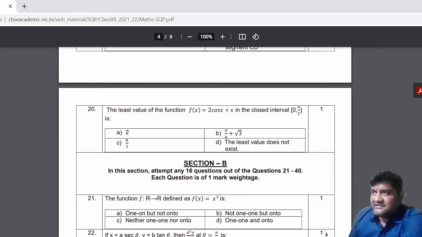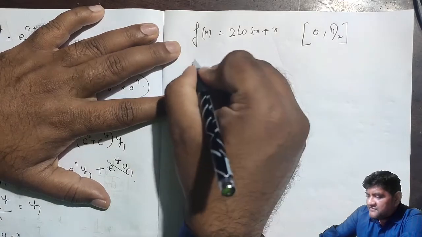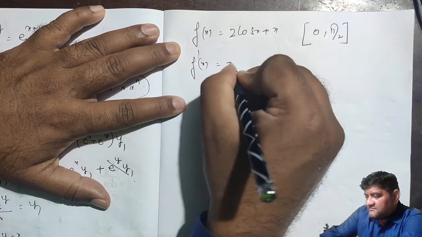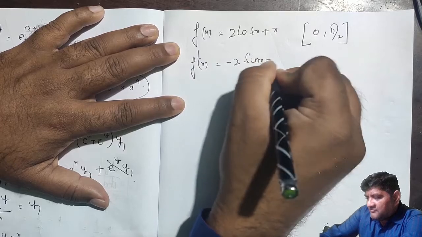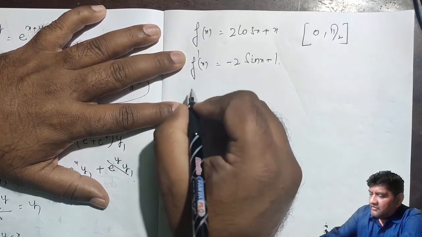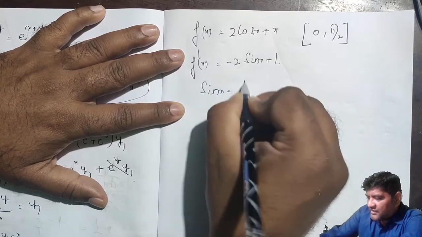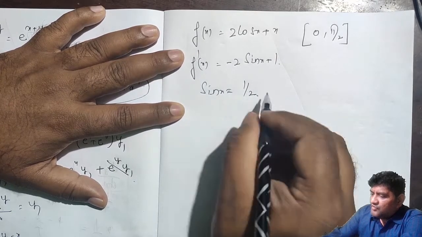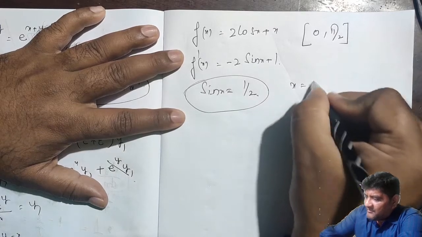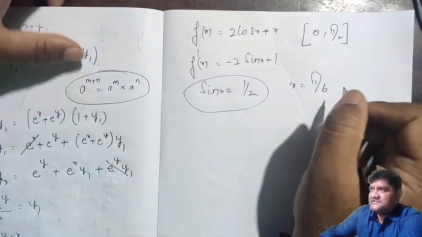So what do we do with this? Simple. Differentiate the function first. F dash of x is minus 2 sine x plus 1. And then for maxima or minima, you equate it to 0. So basically, you get sine x is equal to 1 over 2. So when is sine 1 over 2? That's happening when x is equal to pi by 6, which is a 30.